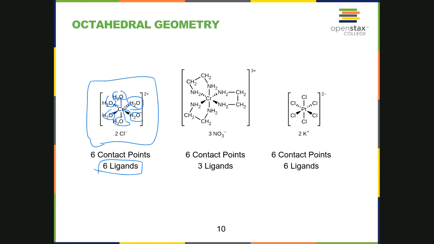But then for this next one, this is your ethylene diamine. You've got 1 ligand here, another ethylene diamine up here, and then 1 more down here. So that gives us 3 ligands. But each ligand has 2 contact points, so that you end up with 6 total contact points.